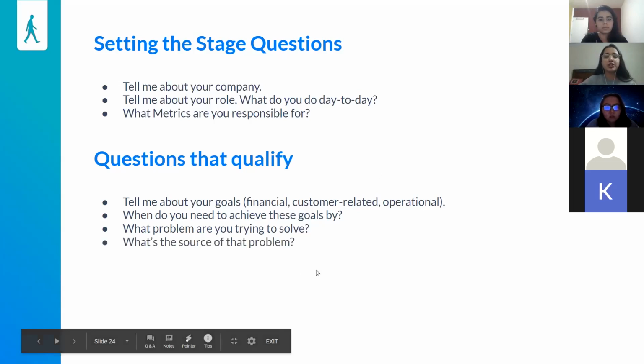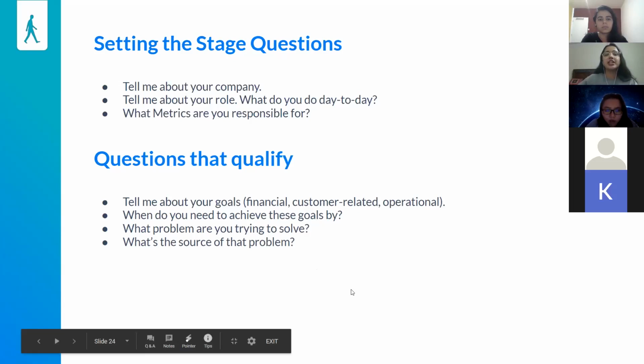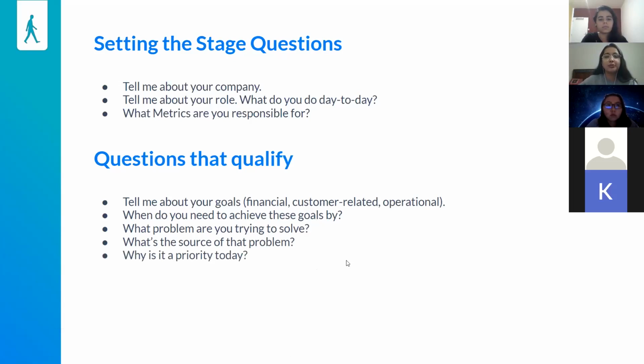Then what's the source of that problem? If it's a branding problem, you're going to ask them, why do you have a branding problem? Is it because you don't have enough HR? Is it because you don't have enough content? Is it because your company is suffering from a bad reputation, etc.? What is the source of that problem? Then why is it a priority today? Why do you want to work on it? The more you understand their priorities, the more you can help engage them, and the more you can help them solve that problem. Then why hasn't it been addressed before?